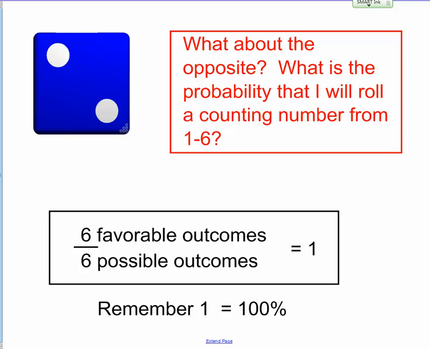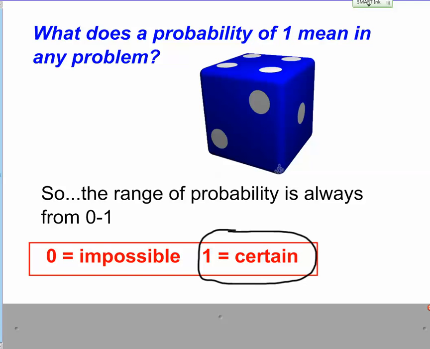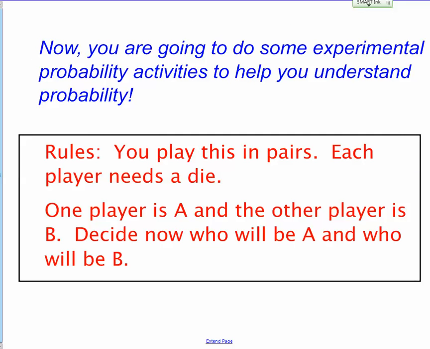So this means that the smallest probability can be is 0, and that means it's impossible to happen. The biggest probability can be is a 1, and that means something is certain to happen. And everything else is a fraction or a percent in between. So remember, as a percent, 0 is 0%, and the number 1 is 100%. So there's no such thing in probability as 200%. It can't be bigger than 100%, because your favorable outcomes can't be larger than your possible outcomes.